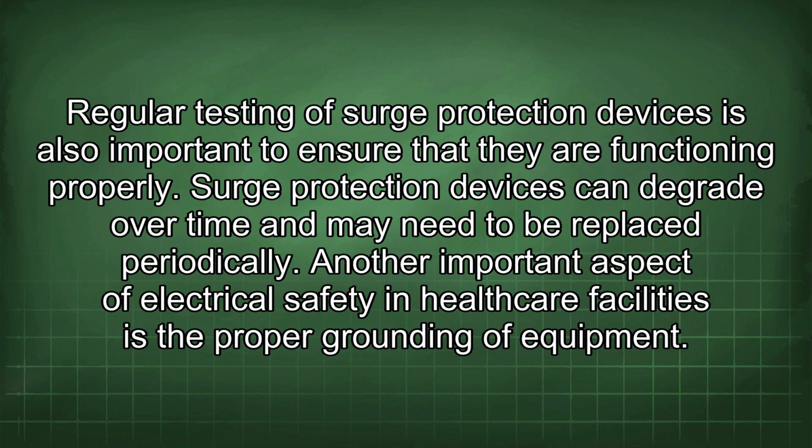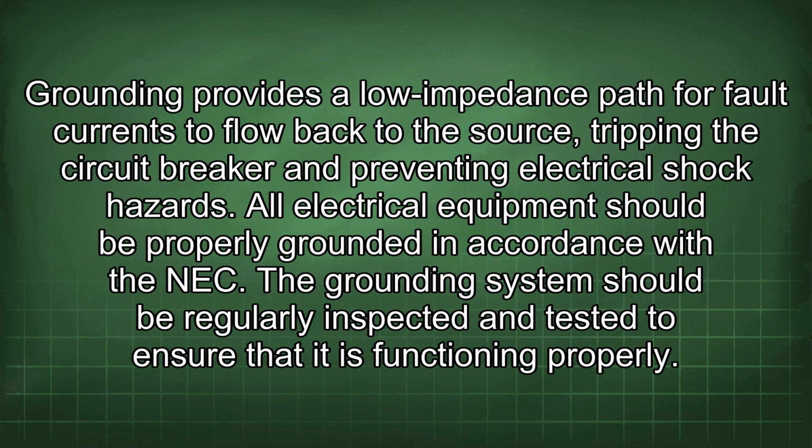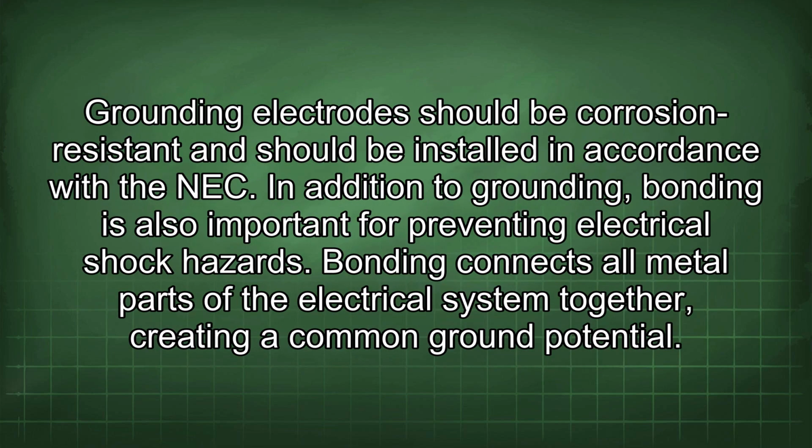Another important aspect of electrical safety in healthcare facilities is the proper grounding of equipment. Grounding provides a low impedance path for fault currents to flow back to the source, tripping the circuit breaker and preventing electrical shock hazards. All electrical equipment should be properly grounded in accordance with the NEC. The grounding system should be regularly inspected and tested to ensure that it is functioning properly. Grounding electrodes should be corrosion resistant and should be installed in accordance with the NEC.